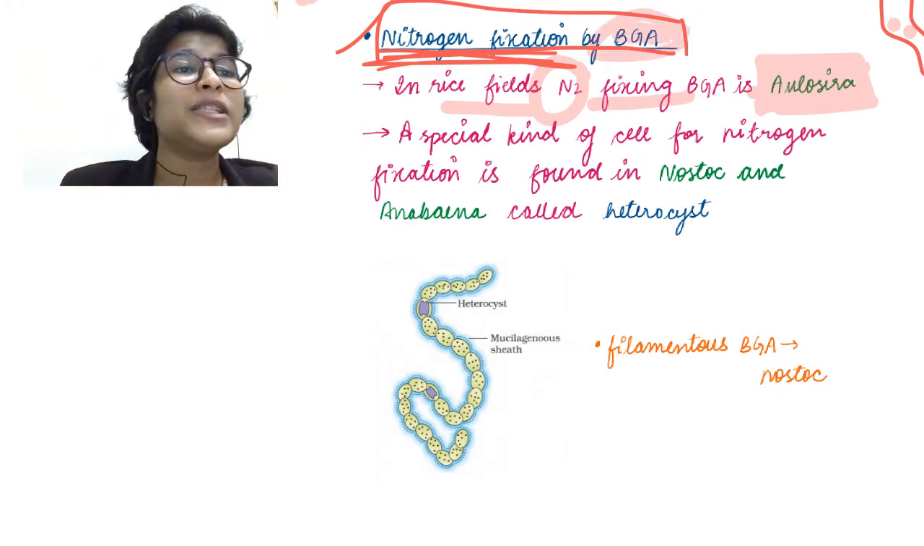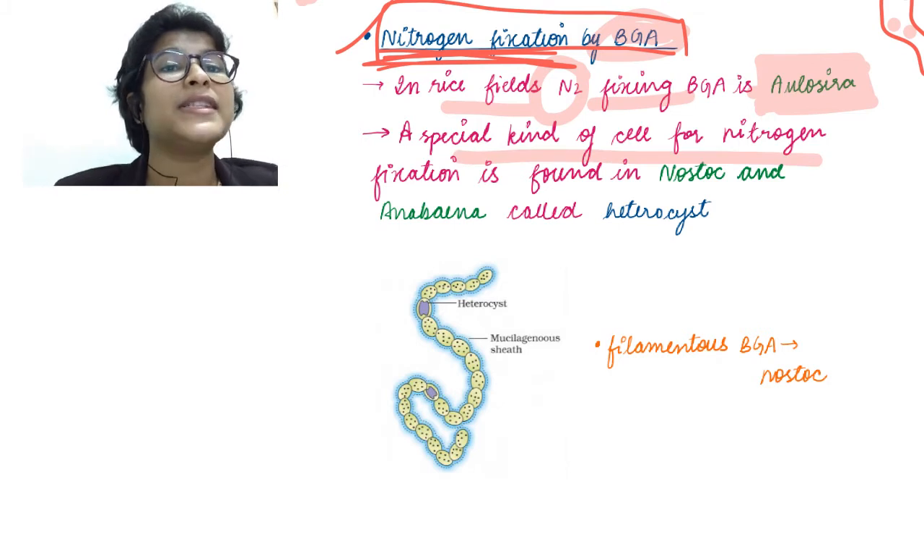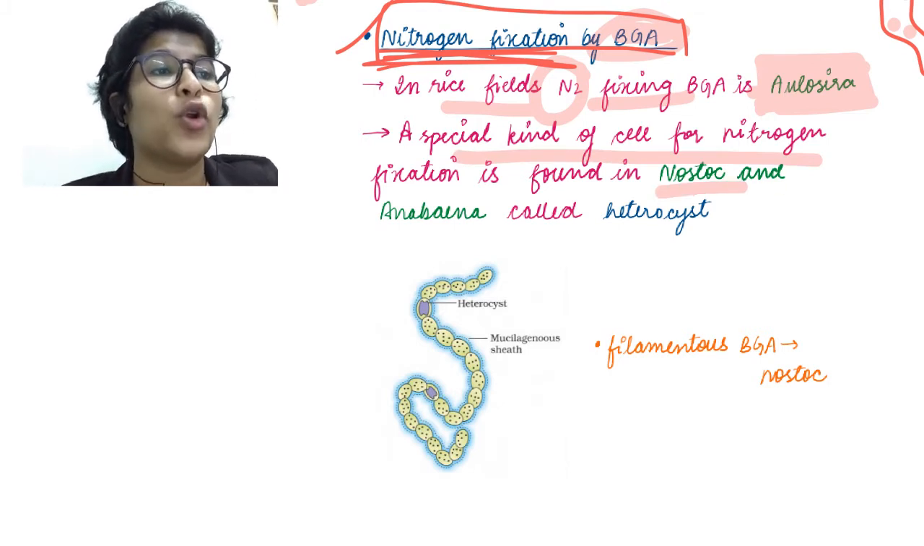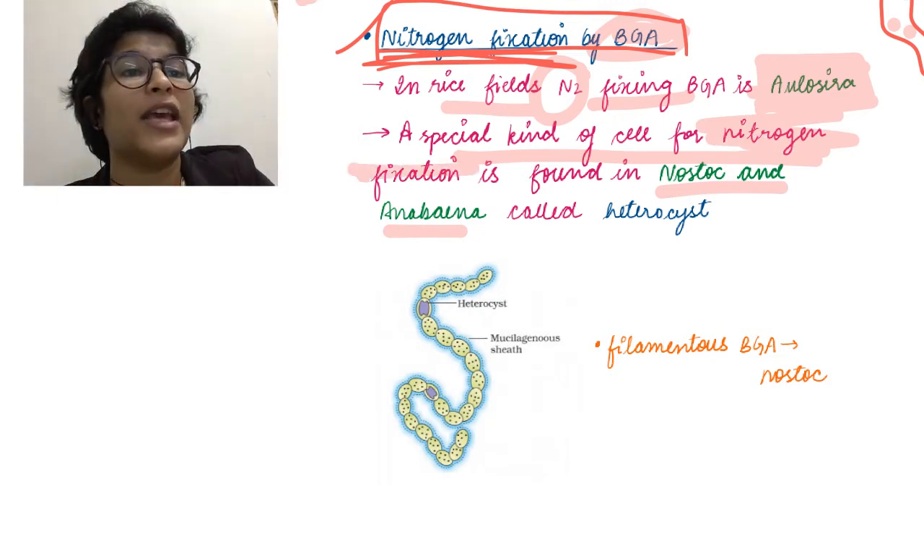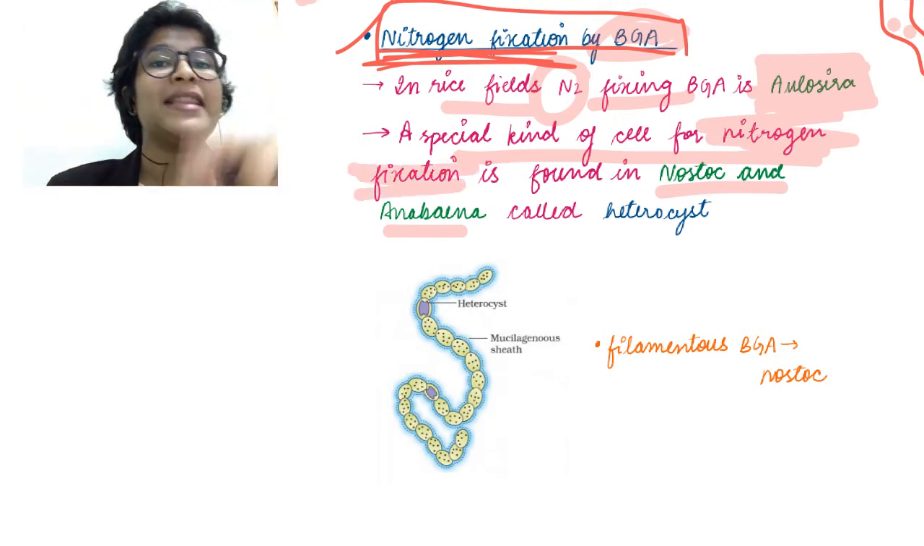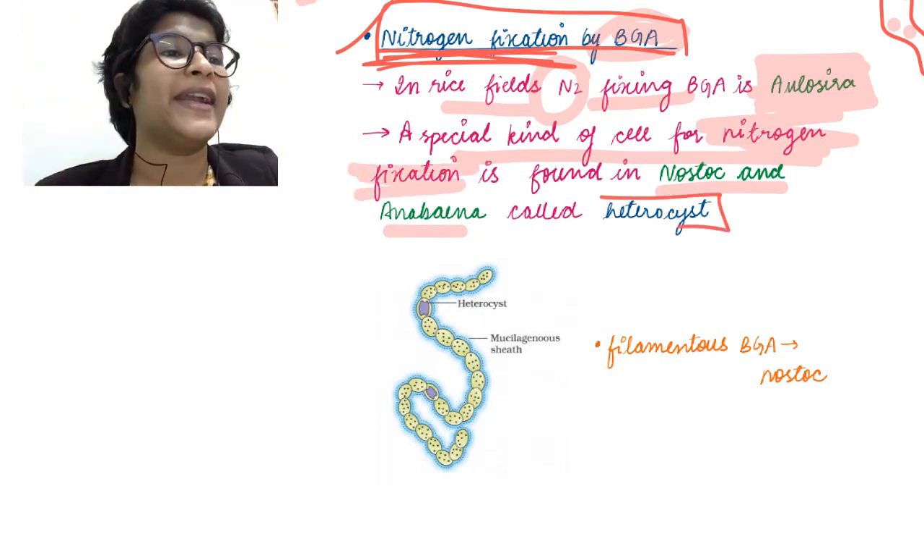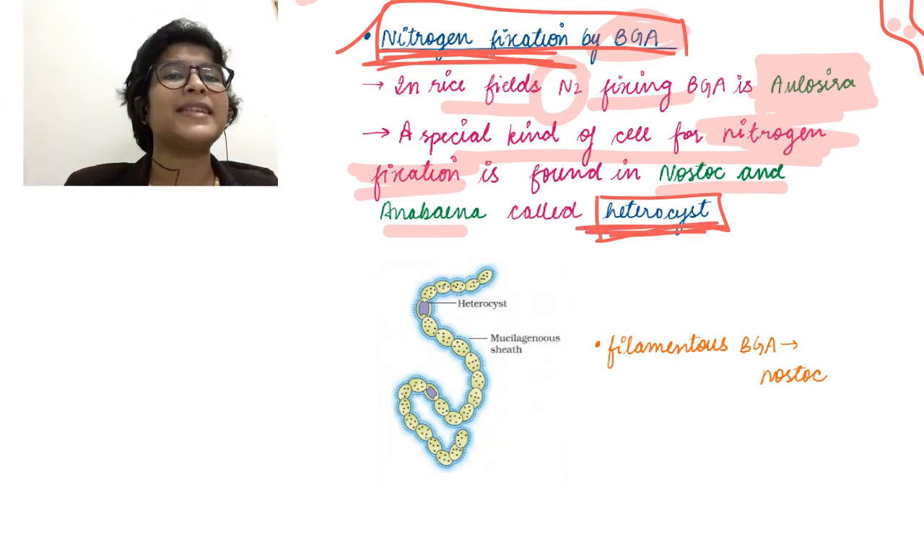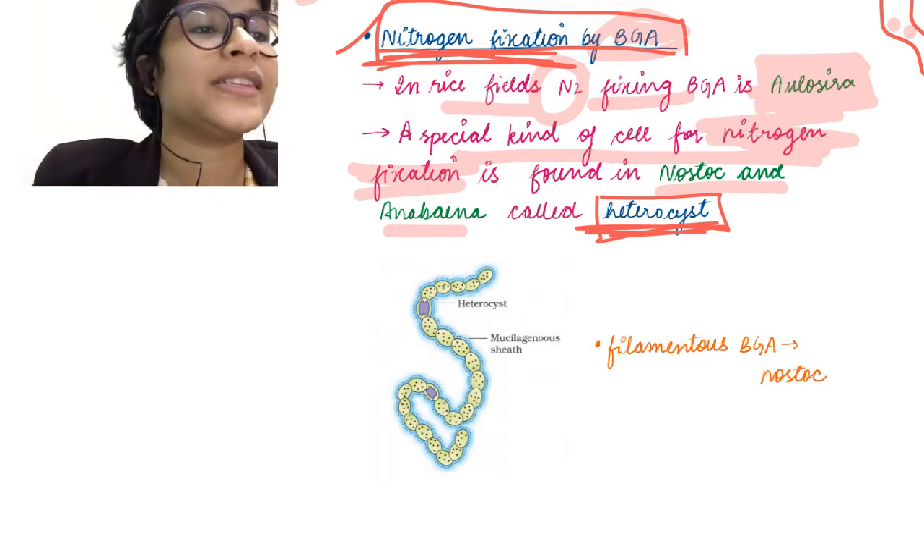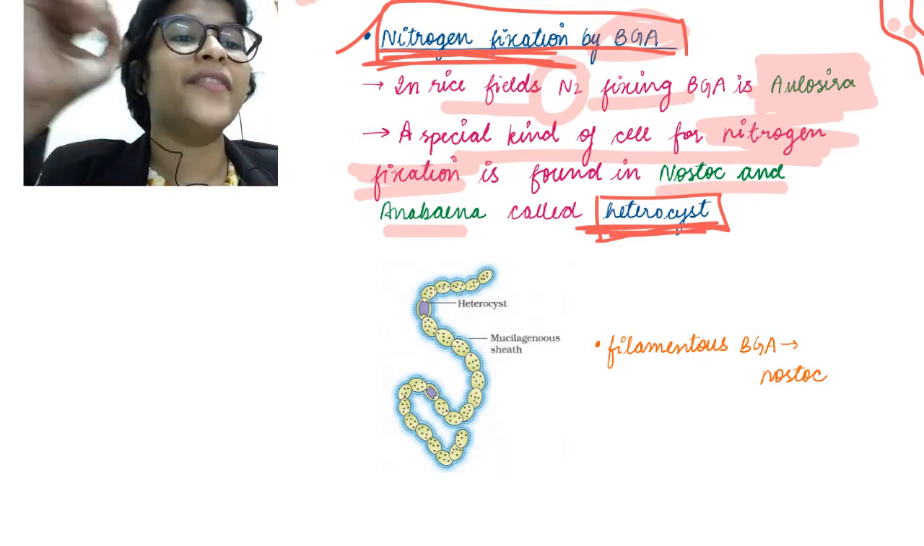A special kind of cell is found in certain other bacteria like Nostoc and Anabaena for nitrogen fixation, especially for nitrogen fixation. This cell is called a heterocyst. Hetero means different, different from the other cells, and it is like a cyst with a hard covering.